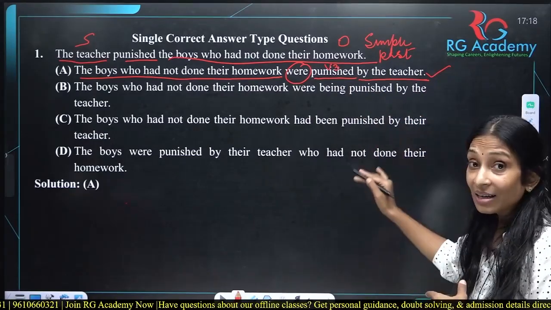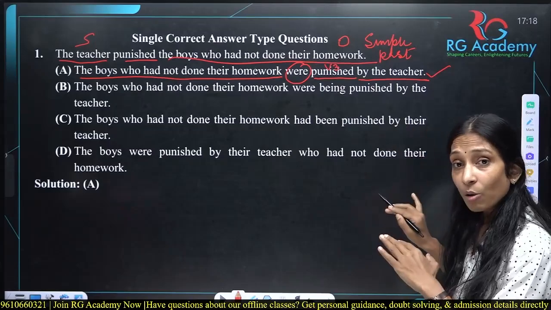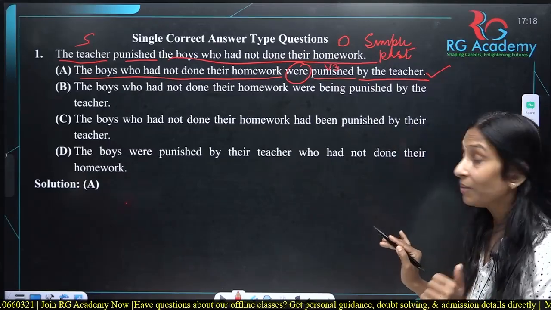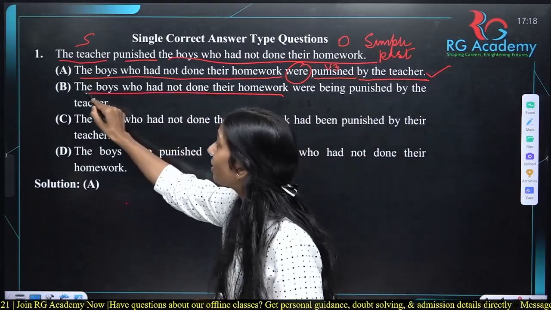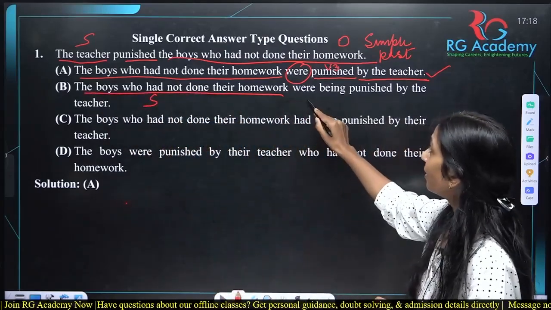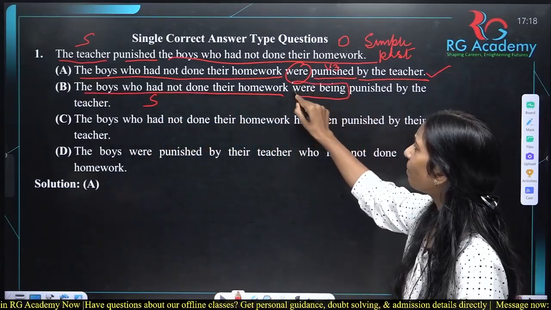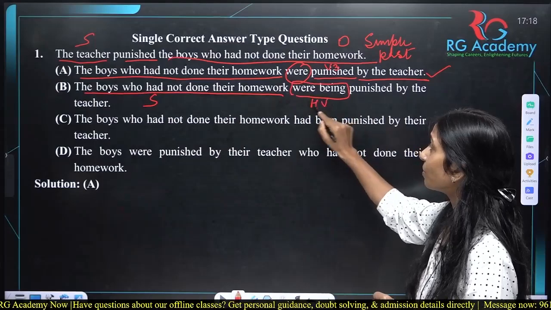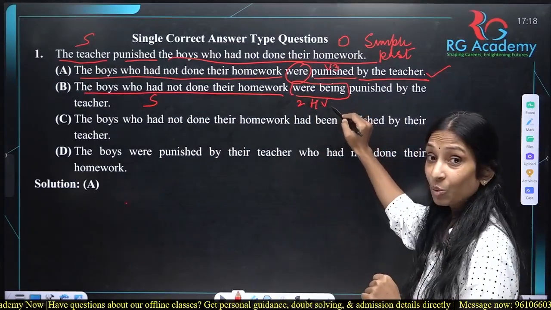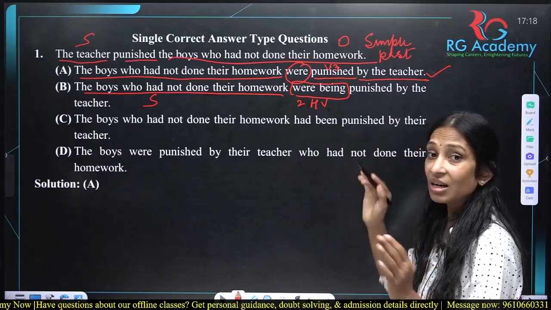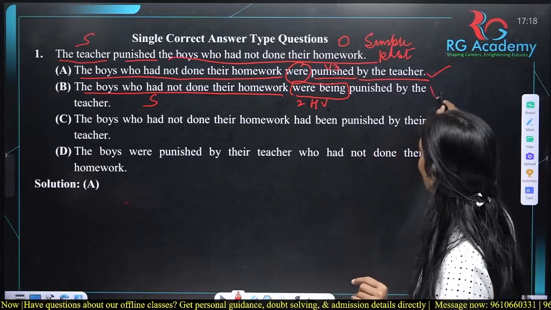Now let us also see why other options are not correct. "The boys who had not done their homework," this is your subject. "Were being": can we add two helping verbs? These are two helping verbs, right? We need to just add one here, but there are two helping verbs that have been added in this sentence. So this is ruled out.